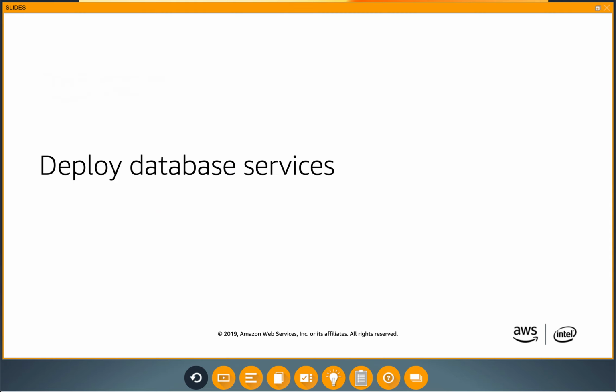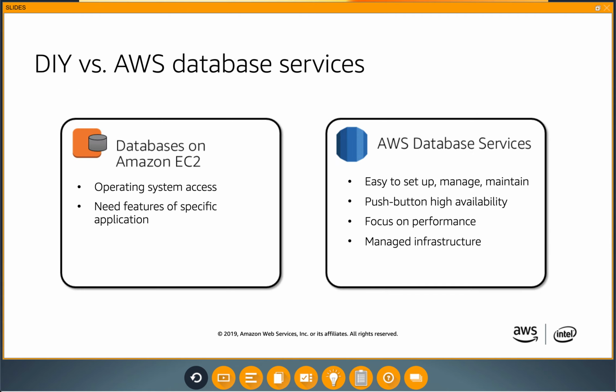Deploying database services. Do it yourself versus AWS Database Services. There are 2 main ways to run databases in AWS. You can provision and configure an Amazon EC2 instance in which you're responsible for the scaling, high availability, and maintenance of that resource. Or you can simplify it by using a managed database service in which AWS manages the scaling, high availability, and maintenance for you.